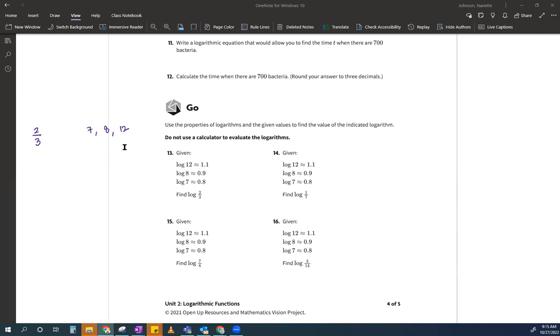Okay. Any ideas for me? How can I get 2/3? So for me, 7 isn't any part of 2/3 because I can't get from 2 to 7 and I can't get from 3 to 7. That doesn't work. But 8, I can get from 2 to 8, right? How would I get from 2 to 8?